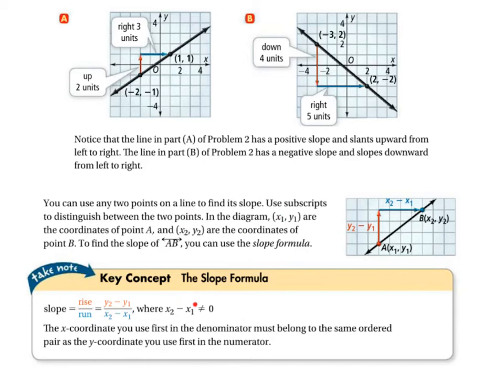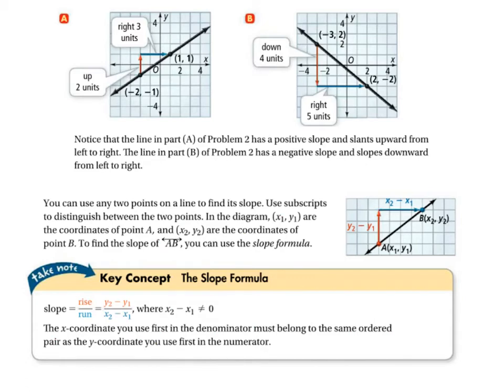Okay, and the slope is going to be some number whenever this bottom number isn't 0, because we can't divide by 0. Okay. The x-coordinate you use first in the denominator must belong to the same ordered pair as the y-coordinate you use first. So see where that comes from point number 2, then that one must be from point number 2 as well. Point number 1 must be point number 1.